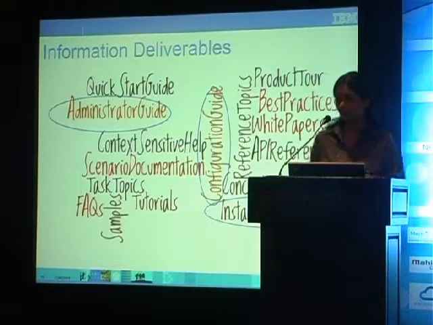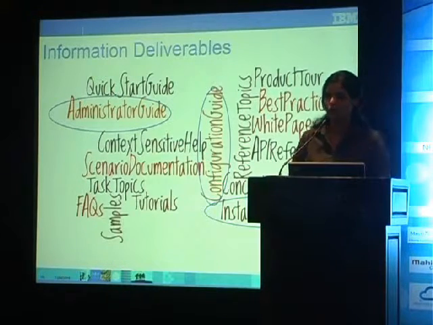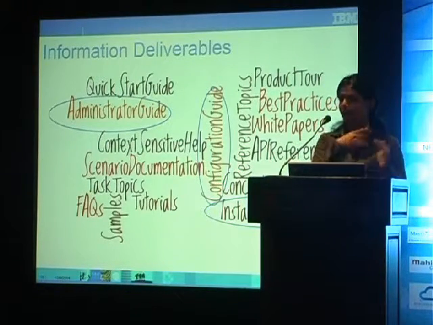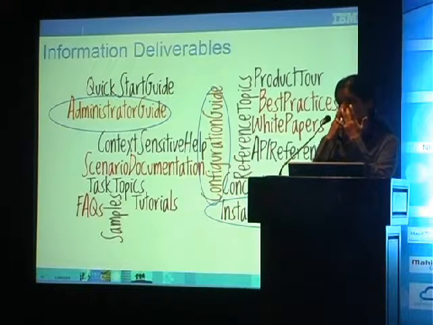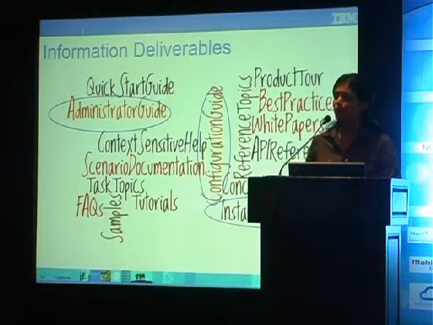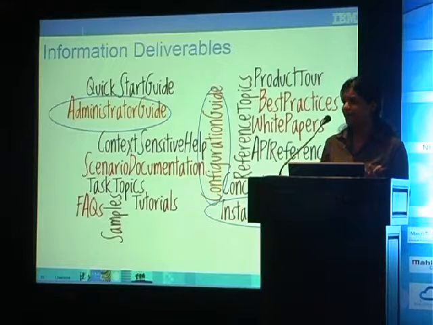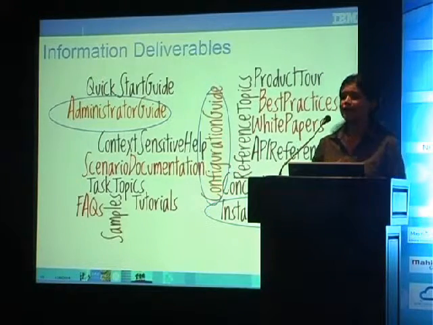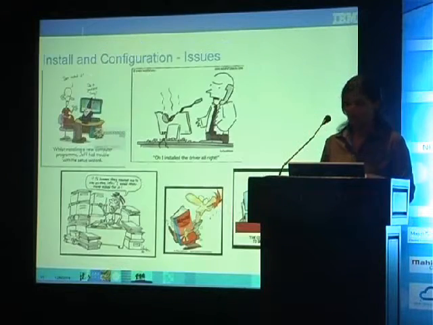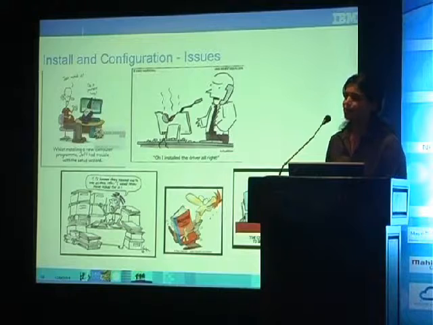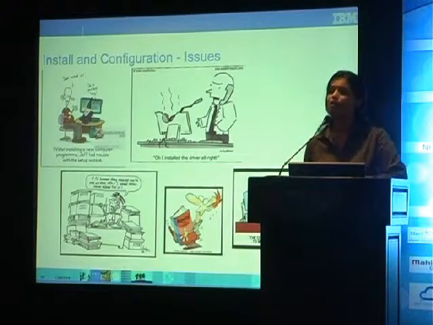So let's look into some other information deliverables that we produce. We finished the context-sensitive help and the reference topics, and found ways to enhance them. Other things that we generally do are the normal install guide, the administrator guide, and the configuration guide. Have you ever wondered how these guides are really consumed by the customers?